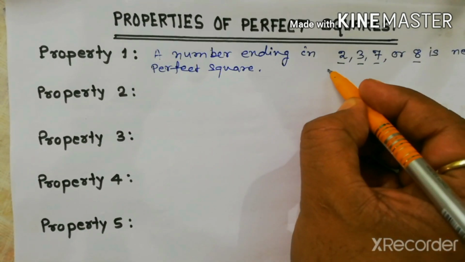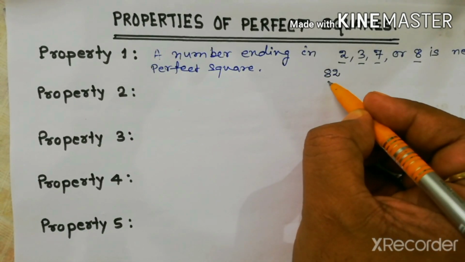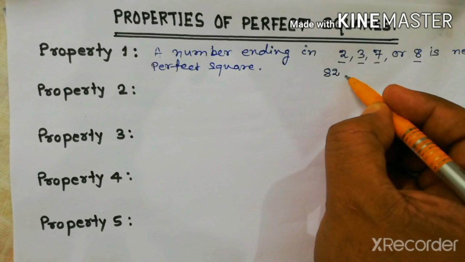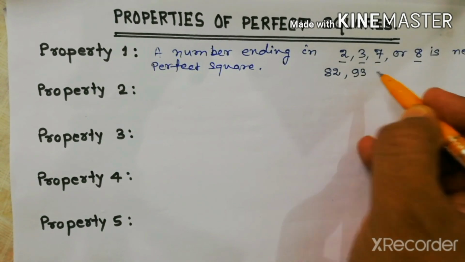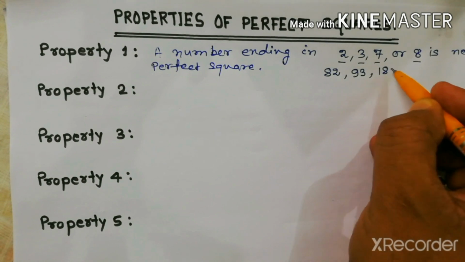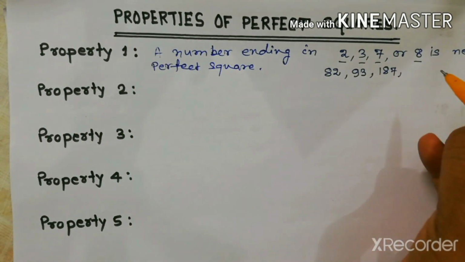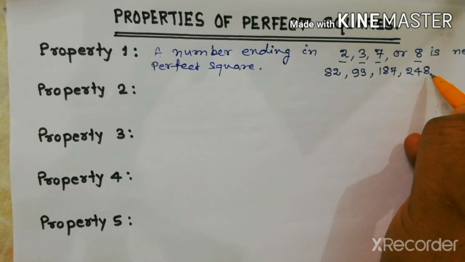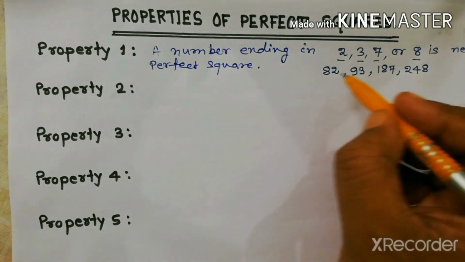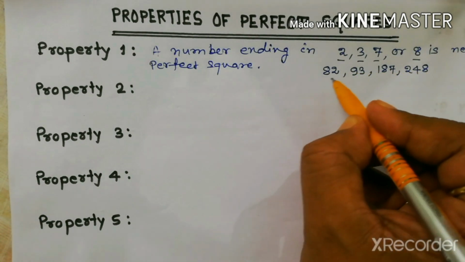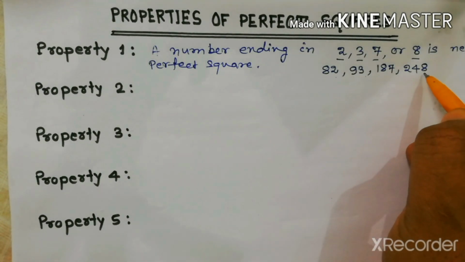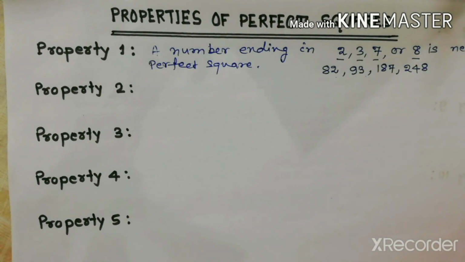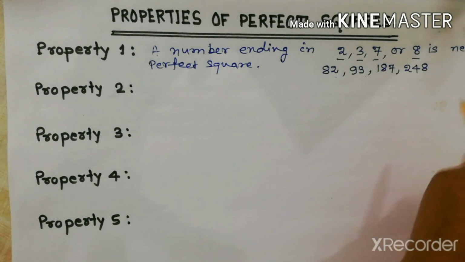For example, 82. 82 is a number ending with 2. Units place is 2. 93 is a number ending with 3. 187 is a number ending with 7. 248 is a number ending in the number 8. So these numbers end in 2, 3, 7 and 8. So these numbers are not perfect squares. None of them is a perfect square here.